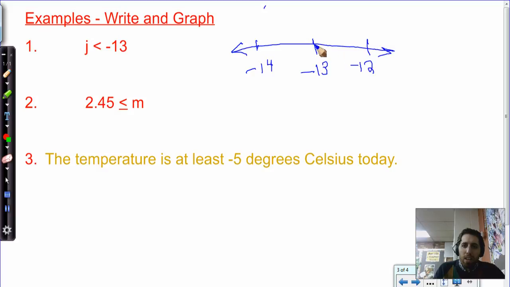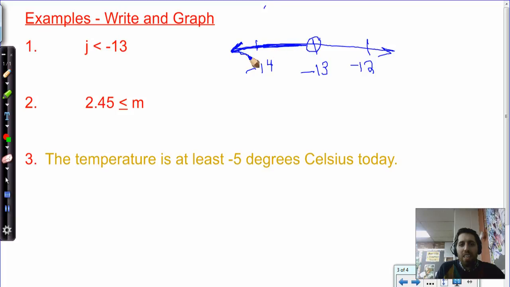The second step, so we're going to fill in the circle if it's equal to. It couldn't be equal to, so j cannot be equal to negative 13 because if we replaced it for j, negative 13 is not less than negative 13, it's equal to. And then we're going to say j is all values that are less than, because it's on the less than side. It's on the smaller side, the pinched side. So that would be the less than. So we're going to shade to the left. We'll shade all the possible solutions.